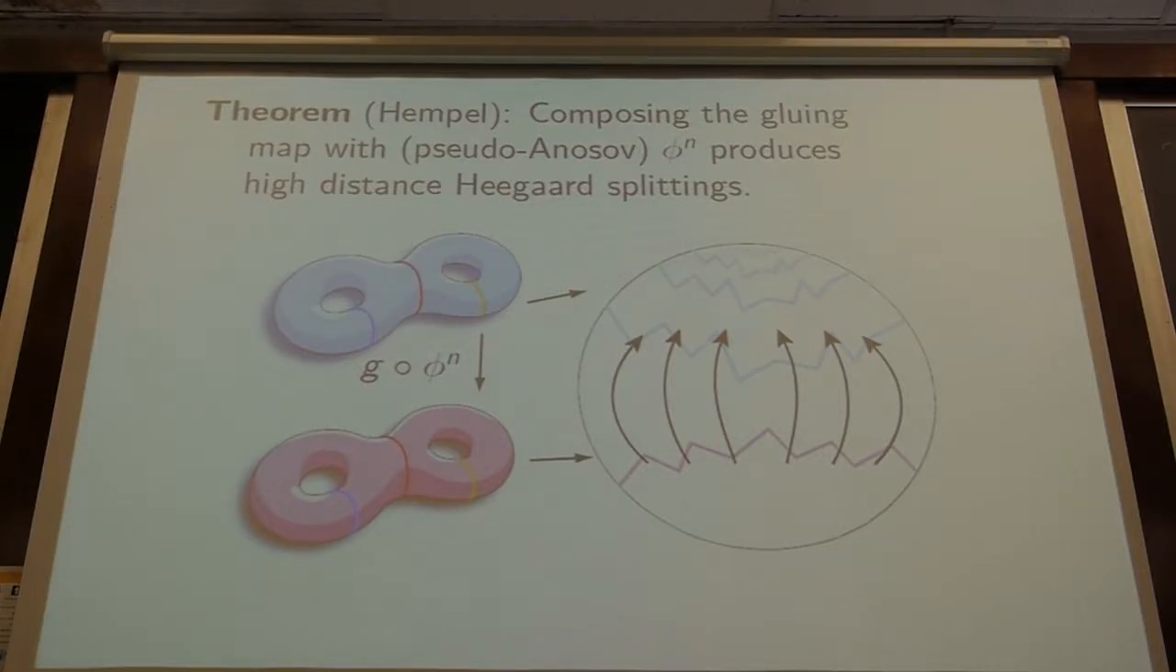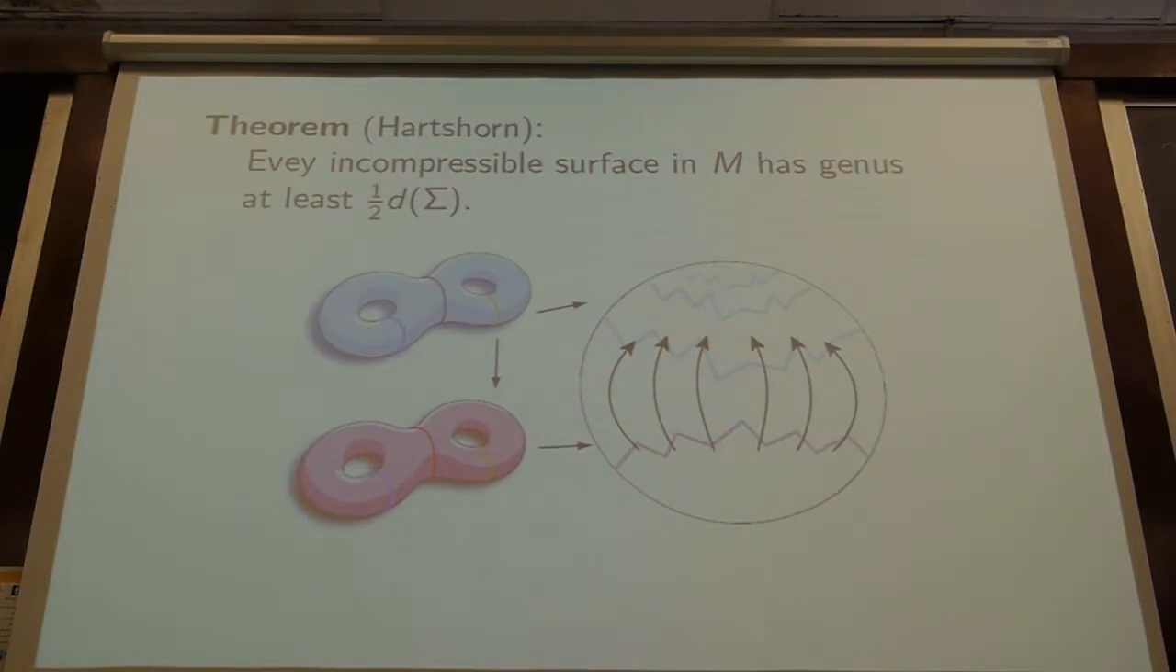But now, what does it mean topologically, right? It's unclear from this what that should mean. And so here's the first hint that this actually does have a topological meaning. Hartshorn, again using ideas that go back to Kobayashi, showed that if you have a three-manifold with a high-distance Heegaard splitting, then any incompressible surface in that three-manifold has to have genus bounded below in terms of that distance. The genus is at least half of the distance of the Heegaard surface. So somehow a high distance Heegaard surface controls the incompressible surfaces in the three-manifold. So that's maybe a little bit surprising.